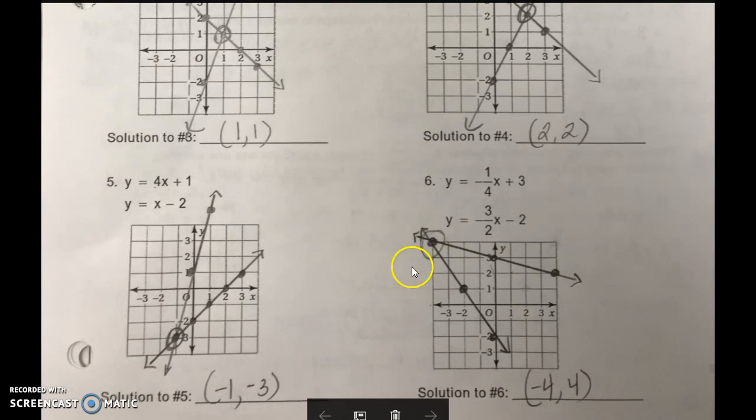In number 5, you can see that your solution is way down here. It is at (-1, -3). And the graph of the two equations in number 6 produces the solution (-4, 4).